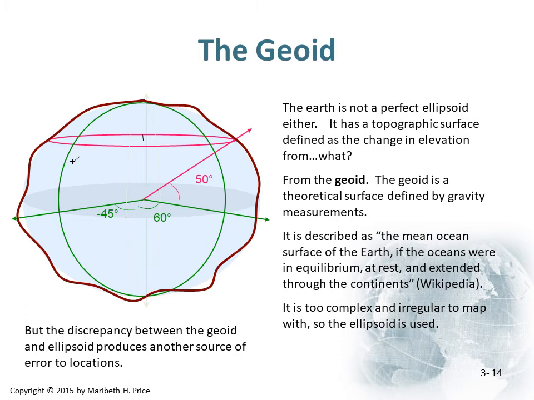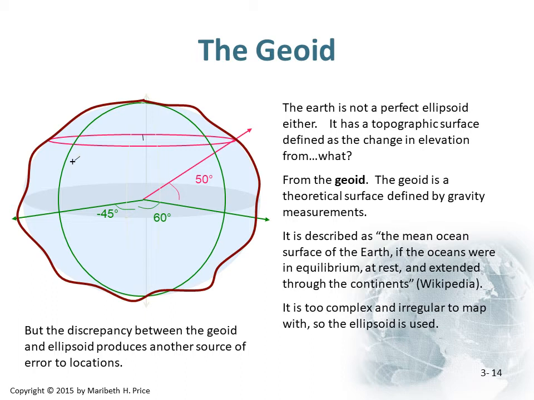But turns out the Earth, conveniently, is not an ellipsoid. It's actually something that vaguely resembles a pear that someone kicked and rolled down a flight of stairs. It's very irregularly shaped. And we model the Earth as something we call the geoid. The geoid is not a perfect ellipsoid, and it is not a topographic surface either. The geoid is a theoretical surface that is defined by measures of gravity. Some describe it as the mean ocean surface of the Earth.